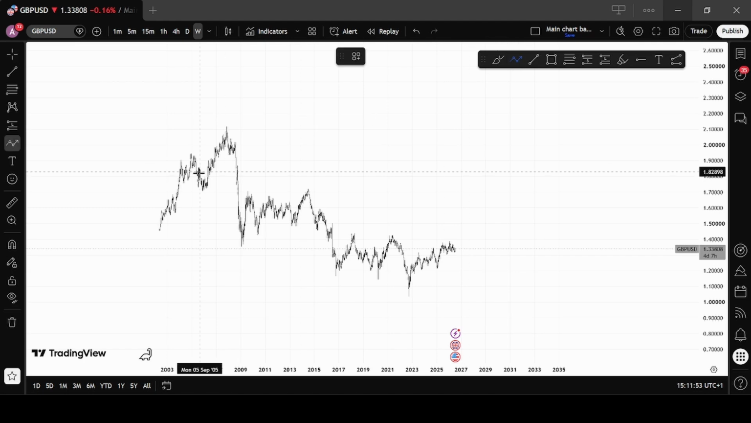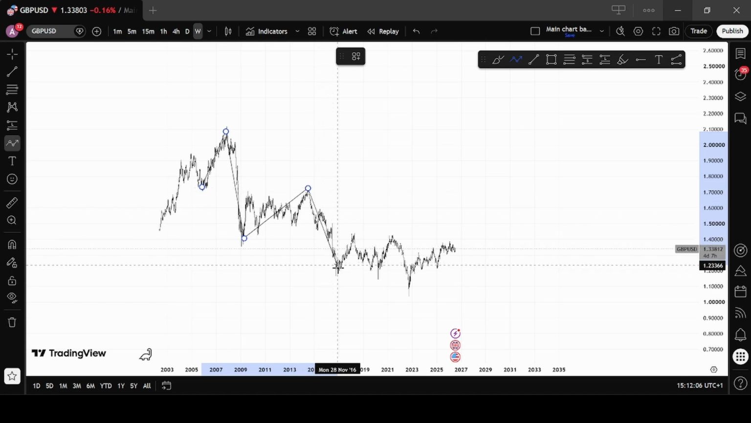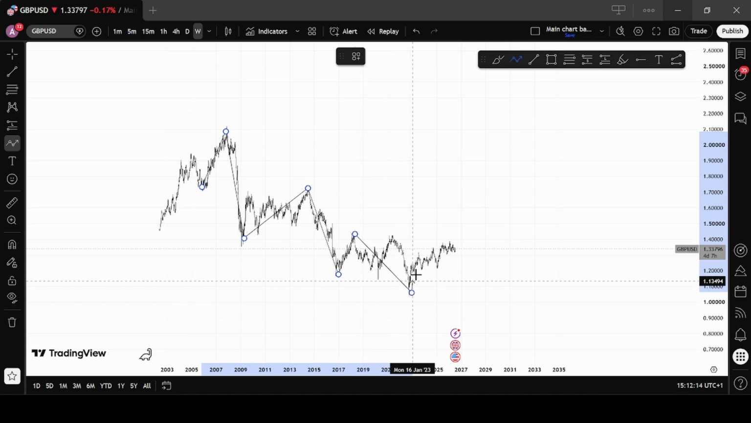So this is GBPUSD in the weekly time frame. As you can see, the market has been in a downtrend in the weekly time frame of GBPUSD, as the market is doing lower low, lower high, lower low, lower high, and then the market finished doing a lower low, and it's about to go up right now.